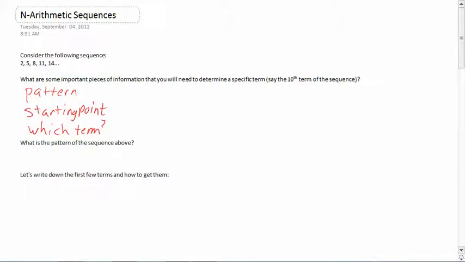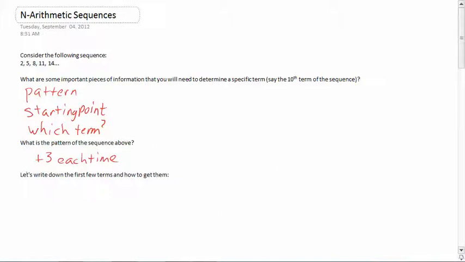Okay, so those are the three things that are going to be important, and we're going to try to incorporate that into our mathematical model. So let's first ask ourselves, what is the pattern of the sequence above? Well, hopefully you recognize that we are adding 3 each time. All right, now that we understand that we're adding 3 each time, let's write down the first few terms and how we get them. But let's try to incorporate what we have up here, the pattern, the starting point, and which term we're looking at.